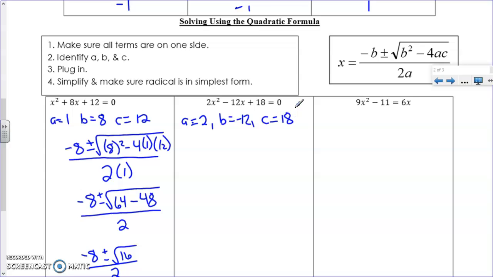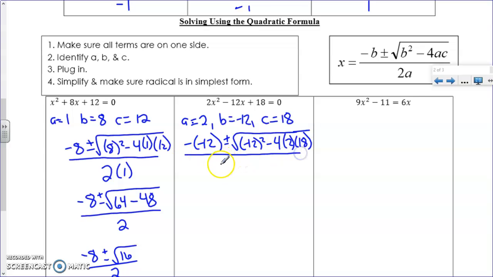Okay, everybody good there? All right, so we have, since it's a negative 12, it would be negative 12. Does everybody understand that would make it positive? Plus or minus. So we definitely have to watch our negatives in this case. I know some of you throw negatives around like they're pennies. Over 2 times 2.